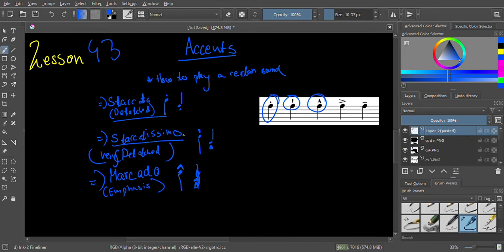So I'll put emphasis on a specific note. So maybe I'm playing some music. I'll put emphasis on a specific note. So if I was doing one note, it'll be like this. If I'm doing multiple notes, it'll be like this. So I'm putting emphasis on it, and if you put it in a piece of music, it would be like this.